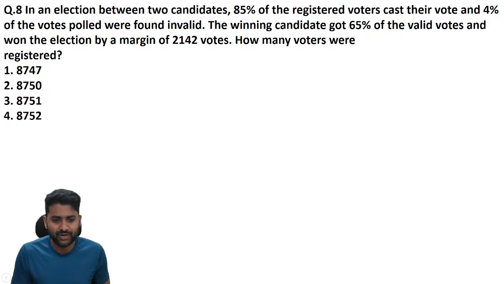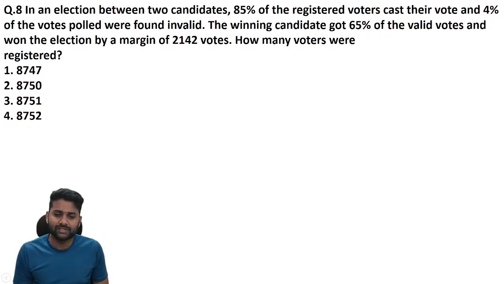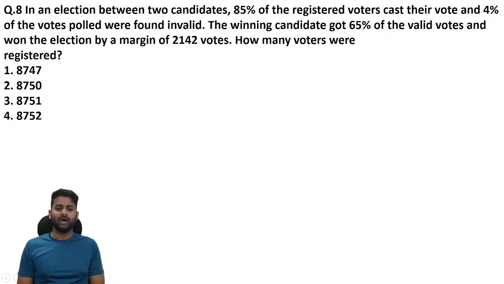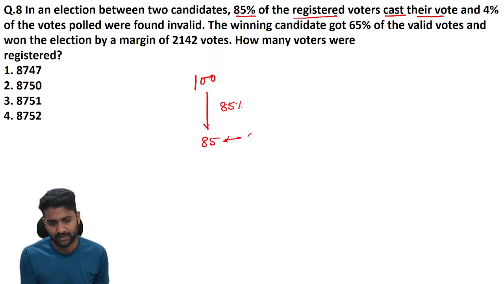Next, in an election between two candidates, 85% of registered voters cast their vote and 4% of voters polled were found invalid. The winning candidate got 65% of valid votes and won the election by a margin of 2,142. How many votes were there? So let us take initially 100 votes. And out of 100 votes, 85% of registered voters cast their vote. So the number of votes cast is exactly equal to 85. These are total votes. Now out of that again 4% votes are invalid.